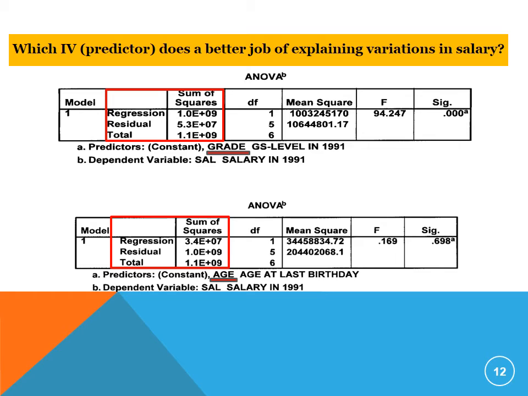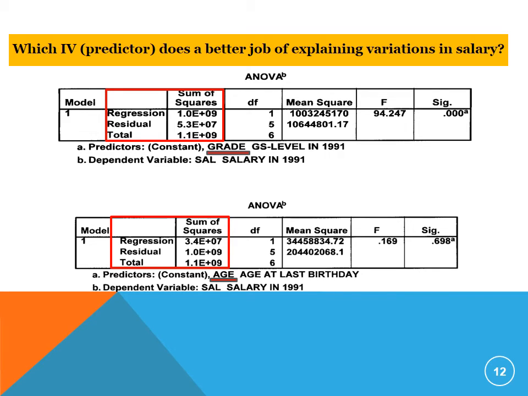Our sum of squares regression for grade at the top is about 1.0 E+9. I think that's a billion, because that's 9 zeros. Let me write that out to make sure: 1, 2, 3, 4, 5, 6, 7, 8, 9. Okay, that's actually 100 million. And then the one below is 3.4 million. So our regression above explains a lot more than our regression below. The E+ notation is only telling us to take the decimal place over to the right that many times, which gives us a really large number.